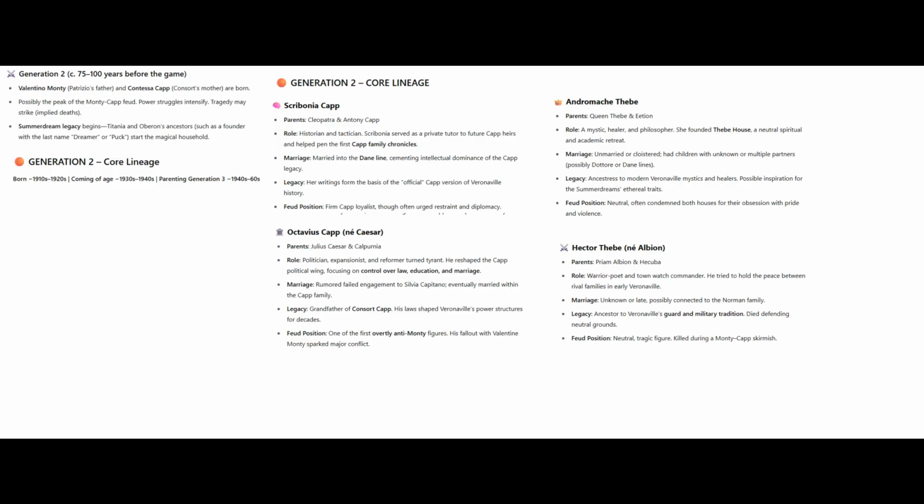Feud position. Neutral, tragic figure. Killed during a Monty Cap skirmish.